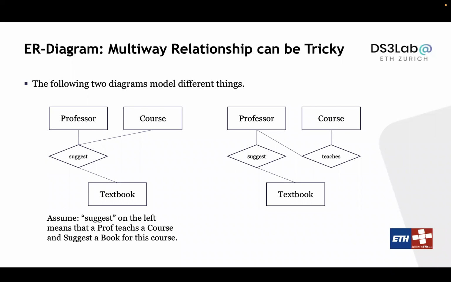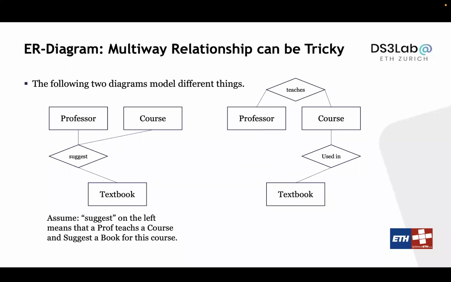In this case, the professor suggests a textbook, and the professor teaches courses. But on the right-hand side, the professor can actually suggest a textbook for a course that the professor does not teach. So that is possible for the model on the right-hand side, but that's not really possible for the model on the left-hand side. So this is one difference between a multi-way relationship and multiple binary relationships between entities.